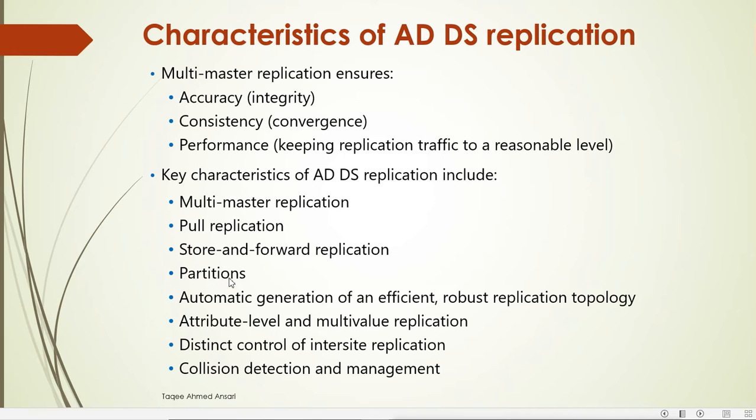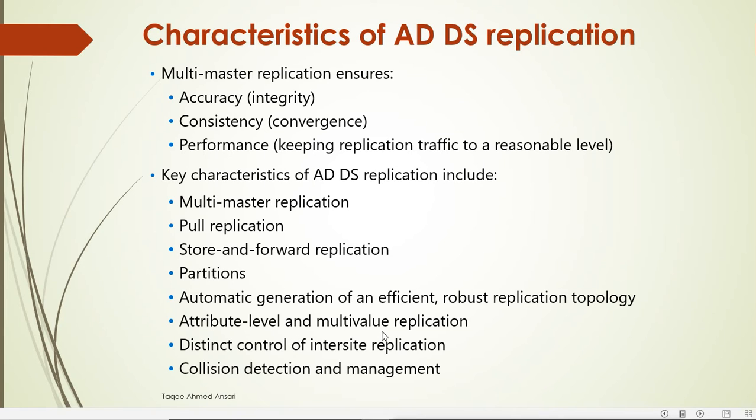Then partitions are going to be replicated. Automatic generation of an efficient, robust replication topology. The topology means the way the domain controllers are connected and the way they are going to replicate the data. For that, the replication topology will be created automatically, and basically we don't have to modify those things because Active Directory does it very well. It automatically generates the best topology suitable for the network. So we don't have to create the topology manually, but we can create it, though it is not needed. Automatically it will create the best topology.